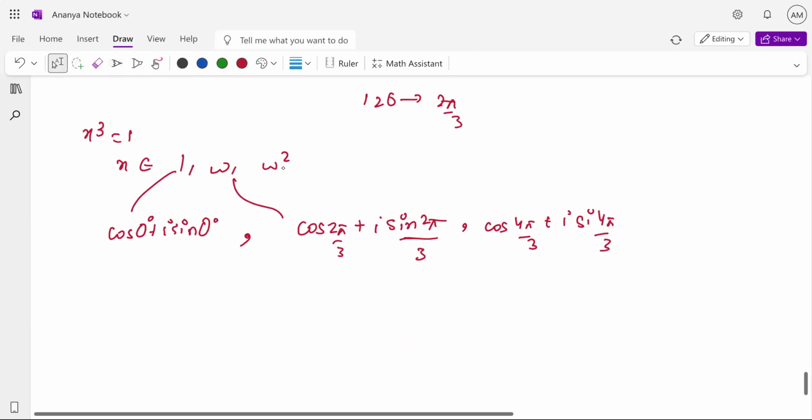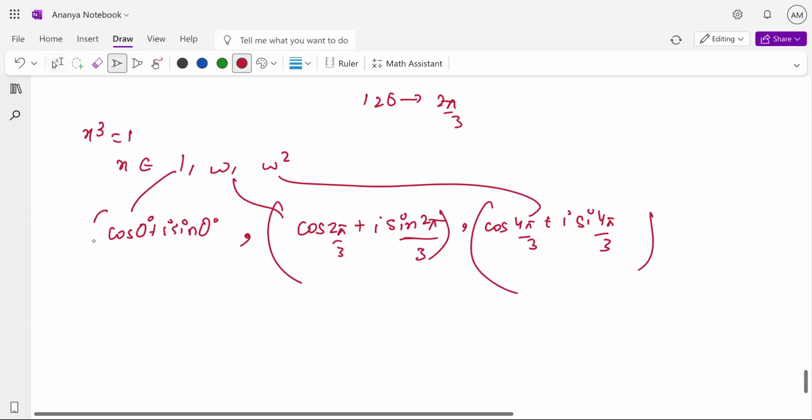So you can see we have written whatever answer we had, the cube roots of unity, in the polar form. I hope all things are clear till now.